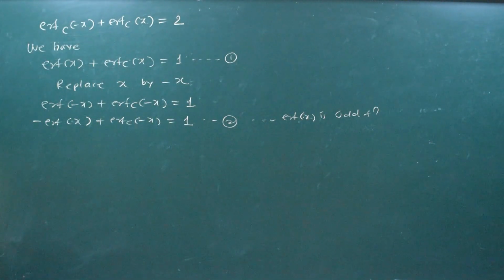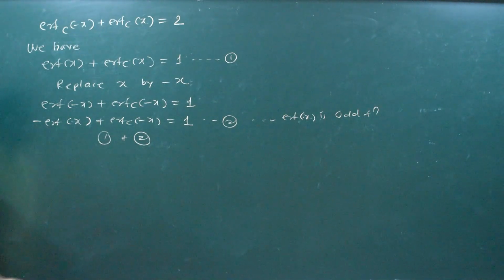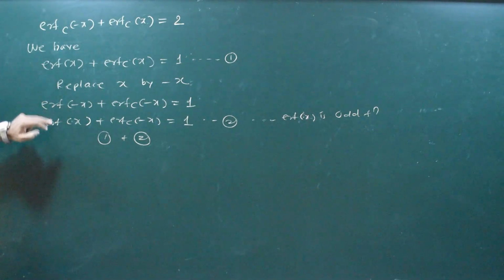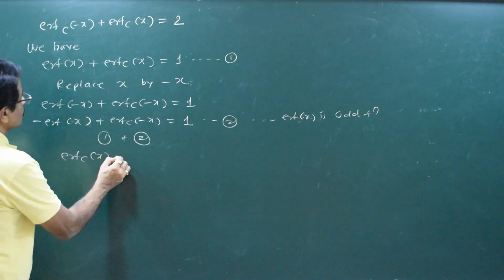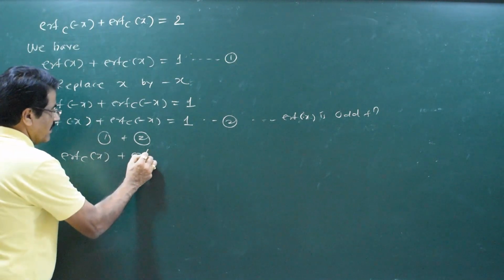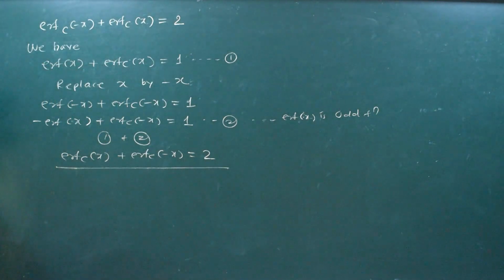What we are going to do now, we just have to add equation number 1 and equation number 2. If you add equations 1 and 2, the first term gets cancelled, and therefore we get complementary error function of x plus complementary error function of minus x is equal to 2, and the expression is proved.